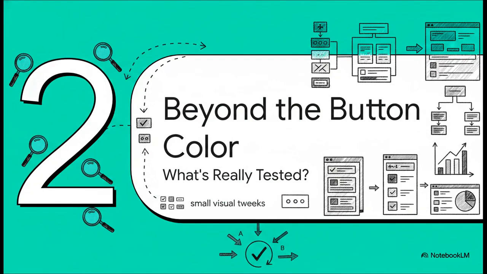Okay, so when most of us hear A/B testing, our minds immediately go to small visual stuff, right? Button colors, fonts, that kind of thing. But is that really what this incredibly powerful tool is being used for? The data tells a totally different story.